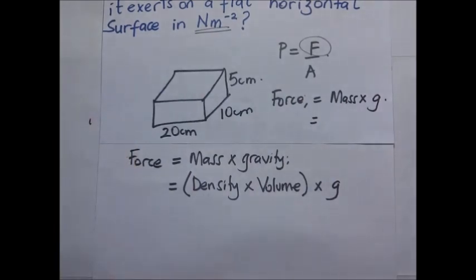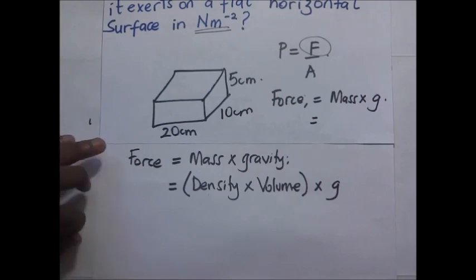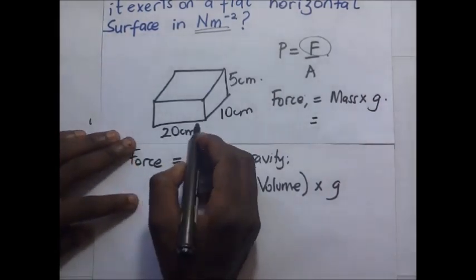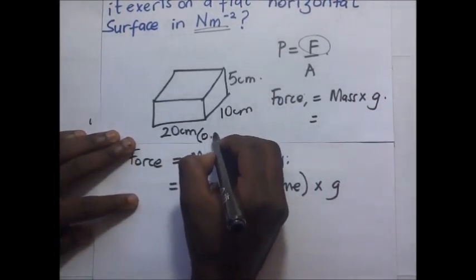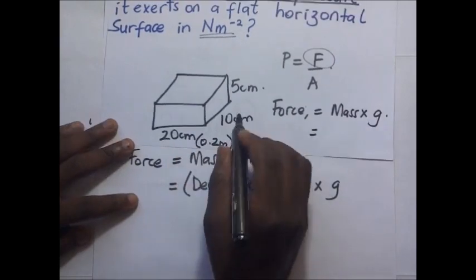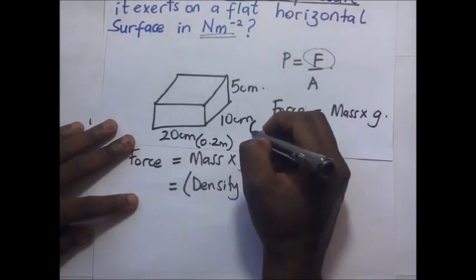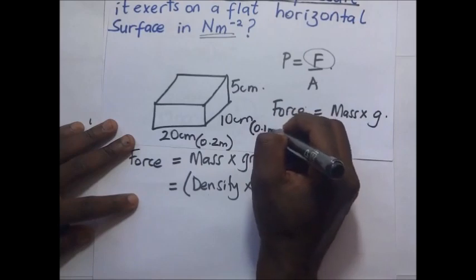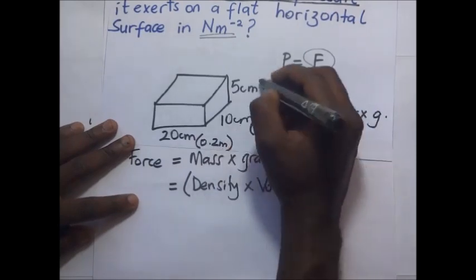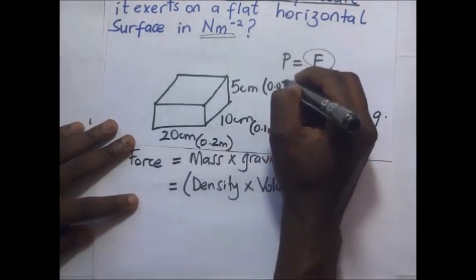So it means that right here, our 20 centimeters, when we convert this to meters, it's going to become 0.2 meters. Our 10 centimeters to meters is going to become 0.1 meters. Then 5 centimeters to meters is going to become 0.05 meters.